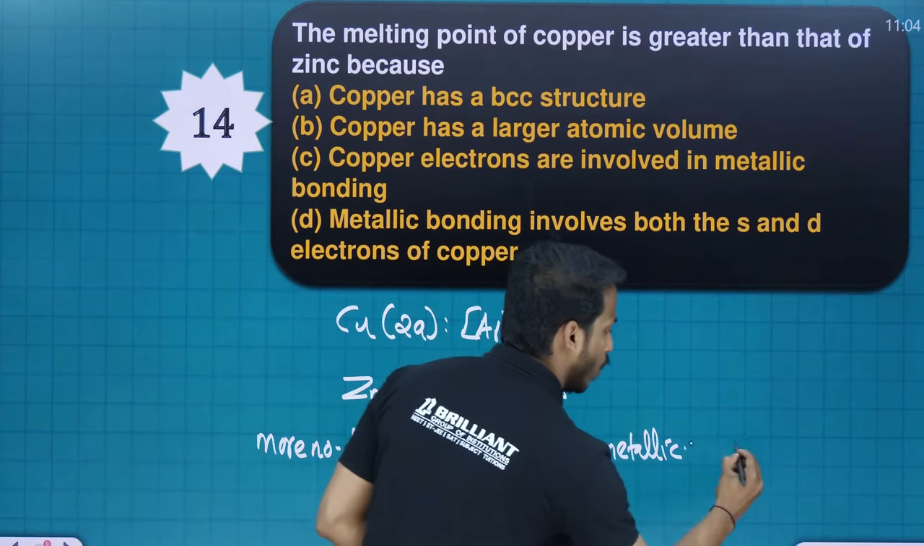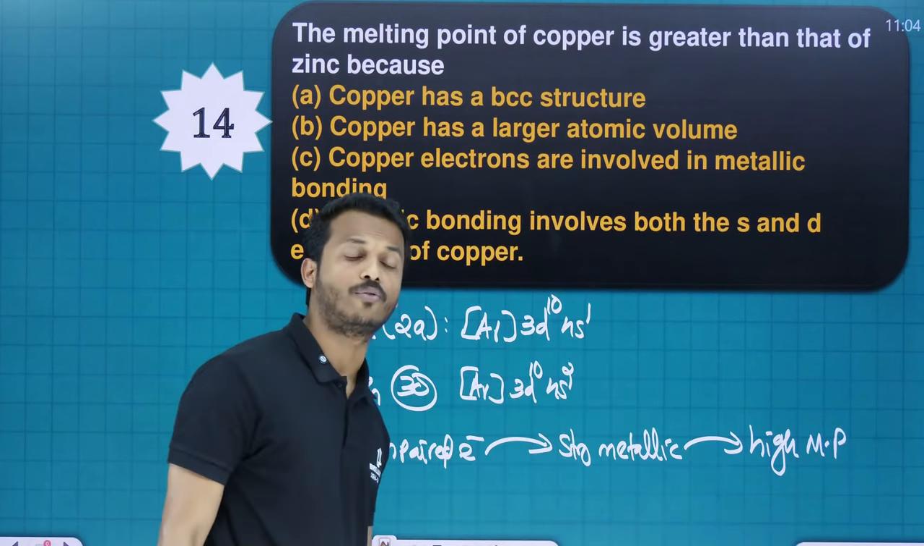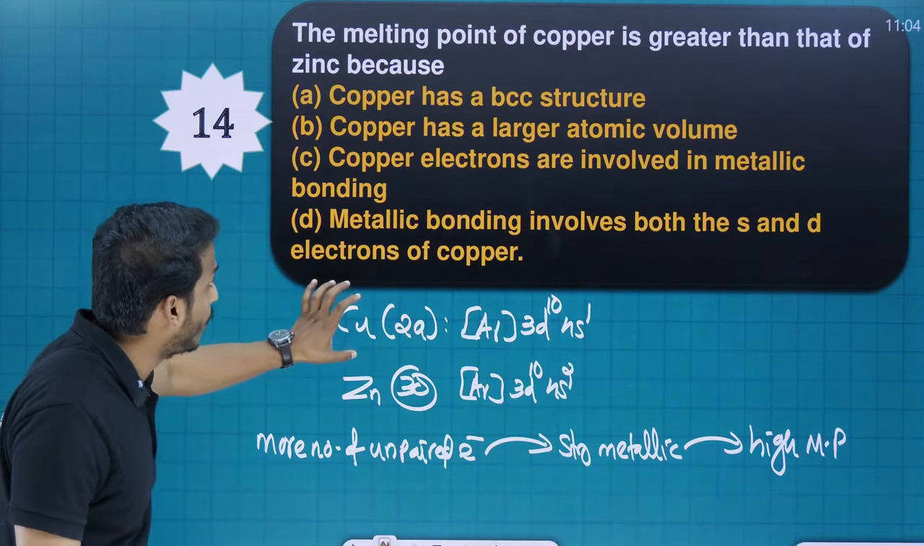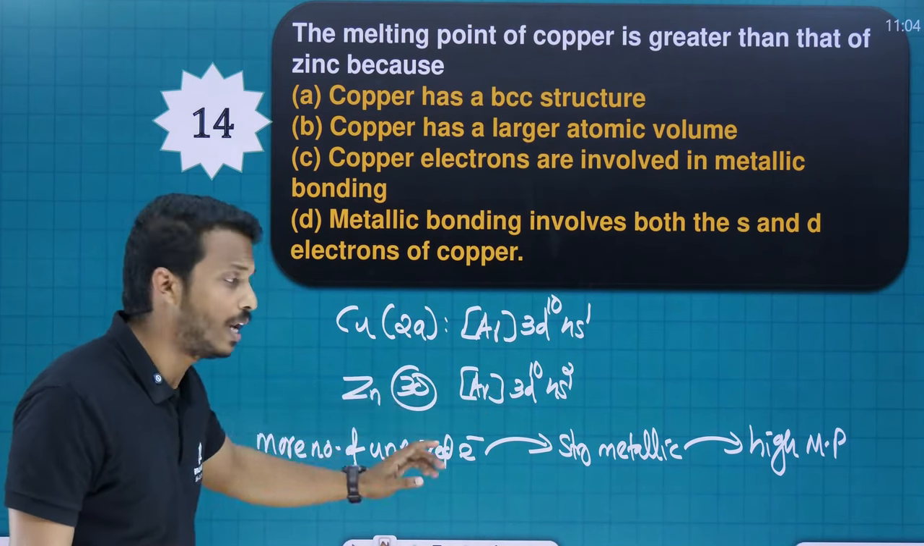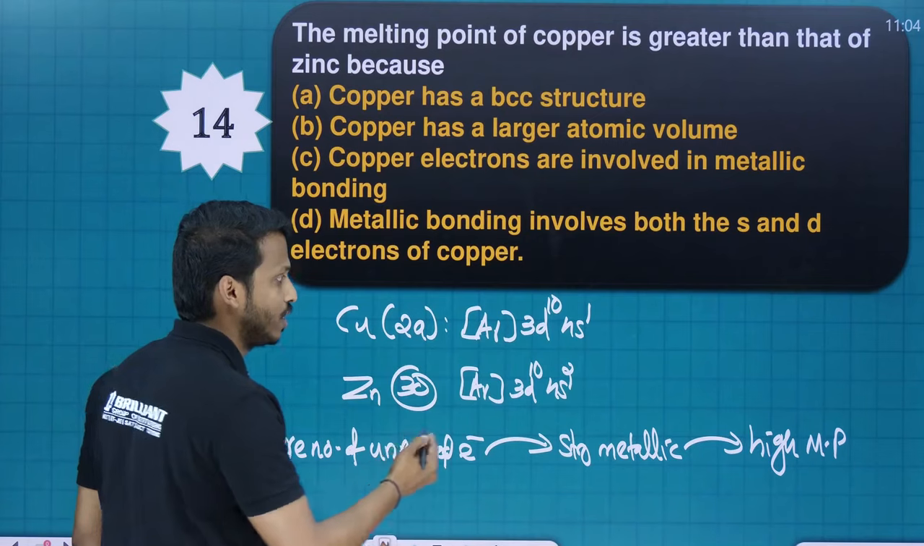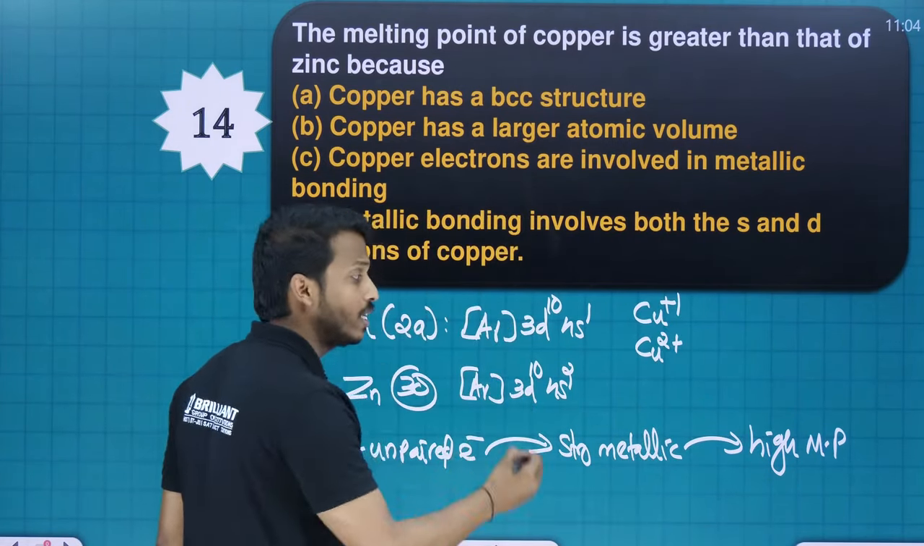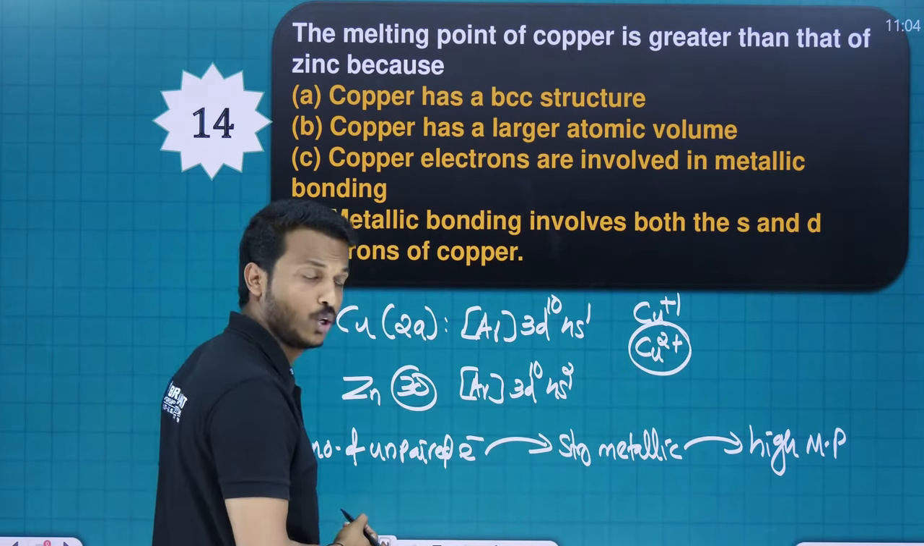The stronger the bond, they have what? High melting point and high enthalpy of atomization. So why copper? In zinc there is no unpaired electron, but copper in 2 plus you consider. Copper can exist in different oxidation states. Copper 1 plus is there, copper 2 plus is there. You consider copper 2 plus. What do you mean by copper 2 plus?